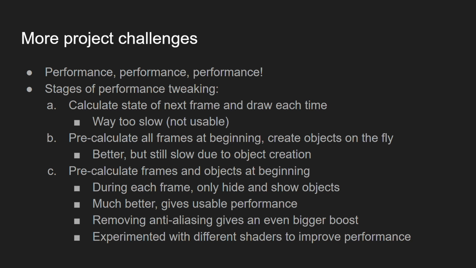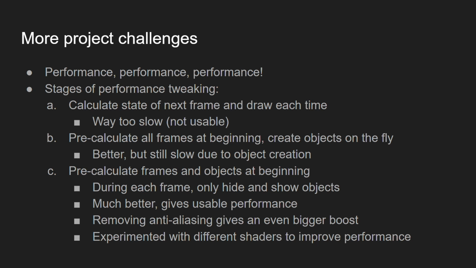For the next step, I tried pre-calculating all the frames at the beginning, and then I just created the objects in the middle of the simulation. But the problem with that is there's still some time due to the object creation. So finally, I decided to try pre-calculating the frames and pre-creating the objects at the beginning of the simulation before I actually start it. Then I'm only hiding and showing the objects that are relevant to that frame, so it's very minimal. Of course, there is some performance cost in actually rendering the objects, but that's basically what we're focusing on. All the other stuff that can be done ahead of time is done ahead of time.